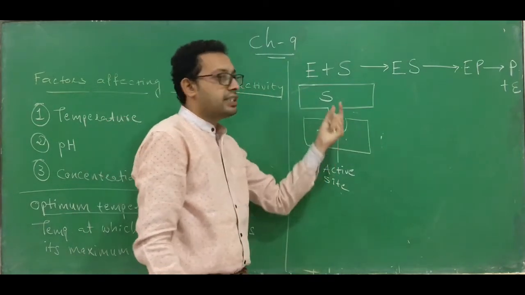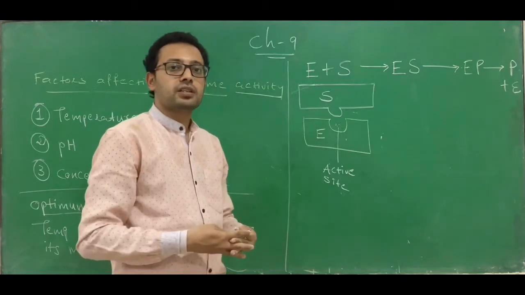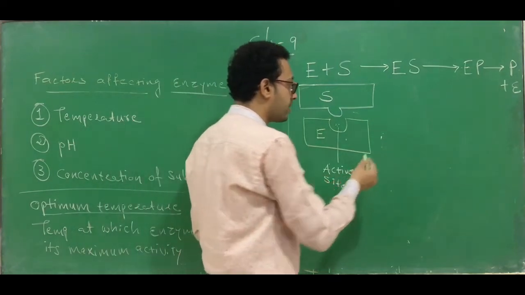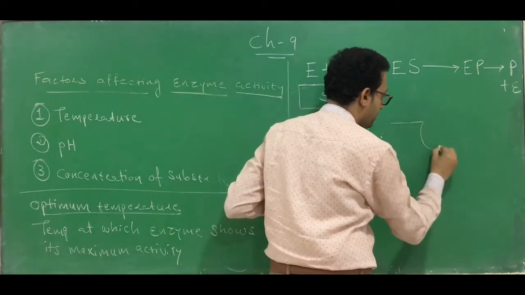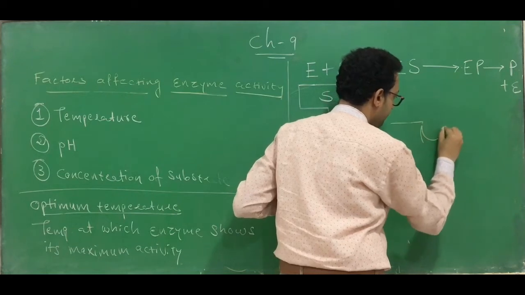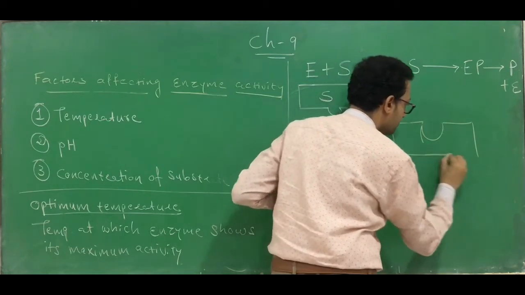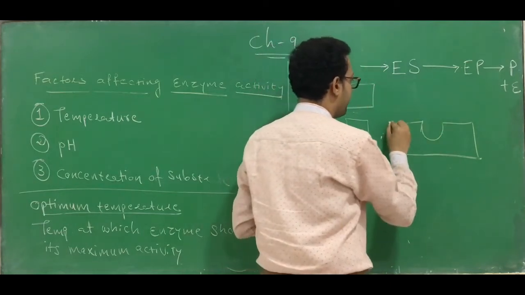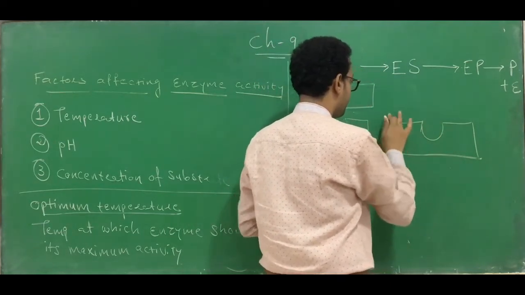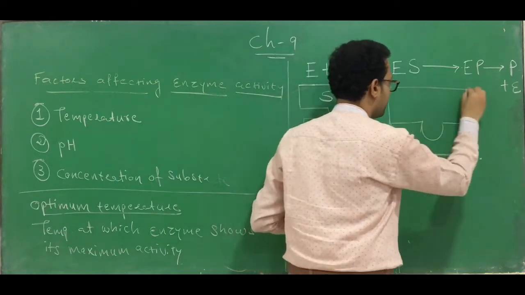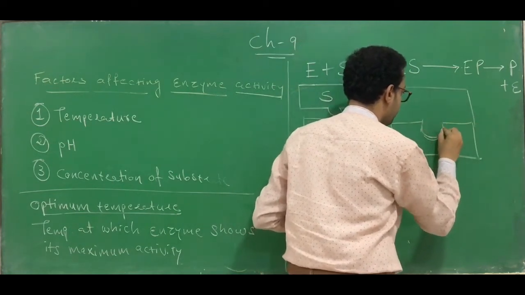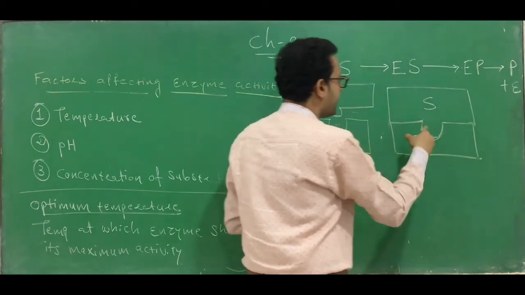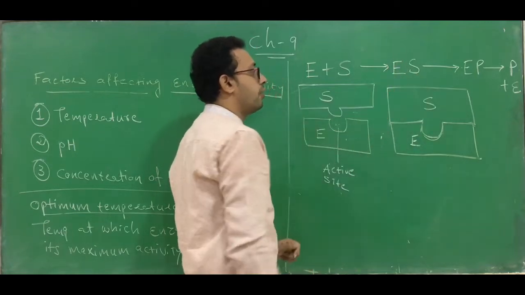So now the enzyme and the substrate, their grooves are matching. So they work like a lock and key, and then they can combine. Okay, let's see how the combination takes place. Clear? It can combine. This is a substrate and this is an enzyme, and that leads to the formation of the enzyme substrate complex.